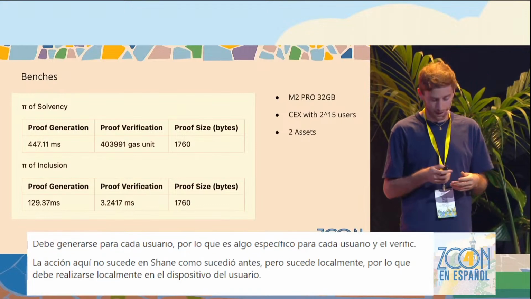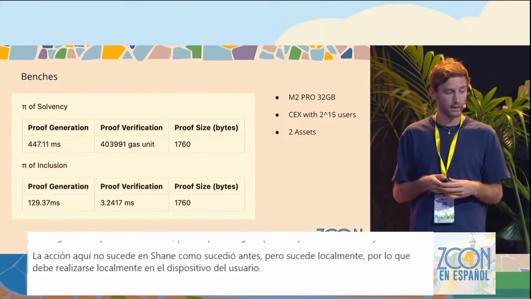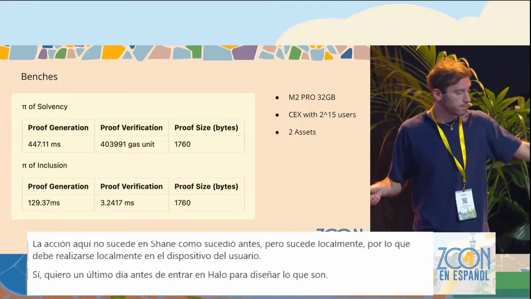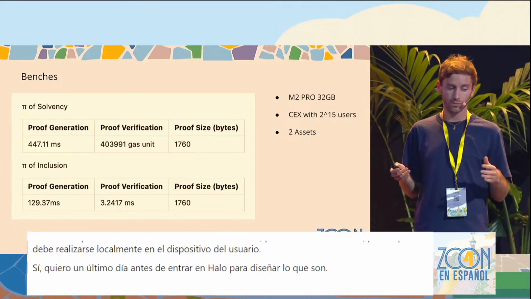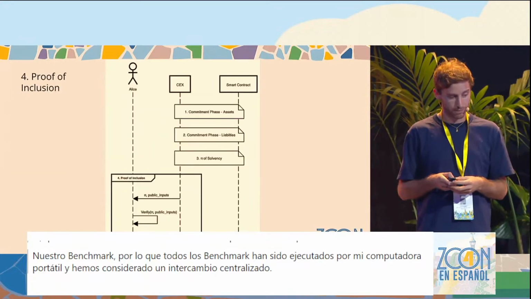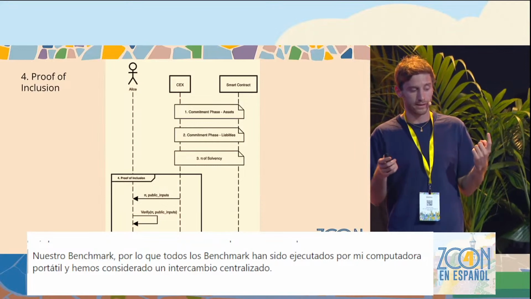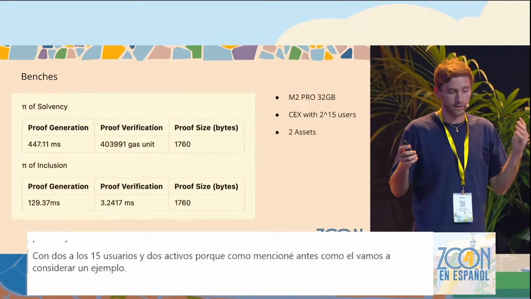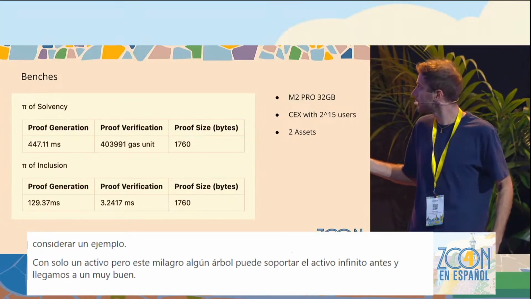And lastly, before going into the Halo 2 design, what are our benchmarks? All the benchmarks have been run on my laptop, and we have considered a centralized exchange with 2^15 users and 2 assets, because as I mentioned before, we consider an example with just 1 asset, but this Merkle-sum tree can support infinite assets. We get very good results, I think.